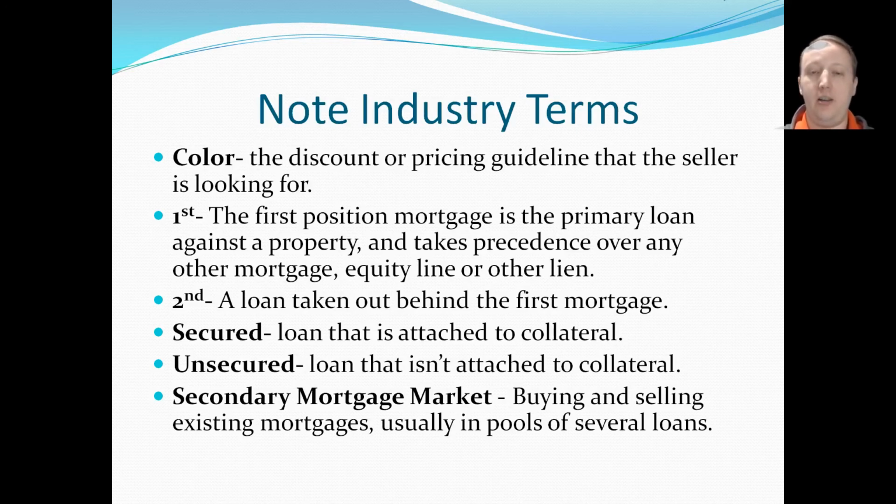And then the secondary mortgage market. It's the buying and selling of existing mortgages, usually in pools of several loans. That's kind of what we're in, folks. We're in the secondary market. We're not originating them. We're buying stuff that's already originated and already exists. Pools are going to get you the better price. It's going to open the doors to a lot of other asset managers because they just want to get rid of a lot of stuff. That being said, though, you can buy onesies and twosies and cherry pick here and there.